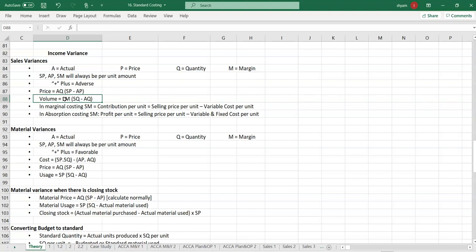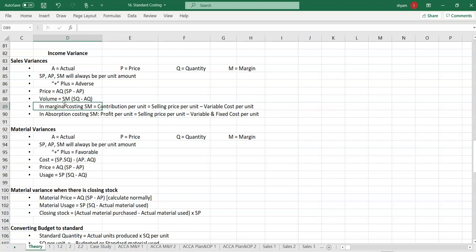So what is SM here? SM refers to standard margin. There are two approaches here. We can solve the entire variances of standard costing using the marginal approach or the absorption approach. If we are going to solve the problems with the marginal costing approach, then the SM here refers to standard contribution per unit, which is equal to the standard selling price per unit minus standard variable cost per unit.